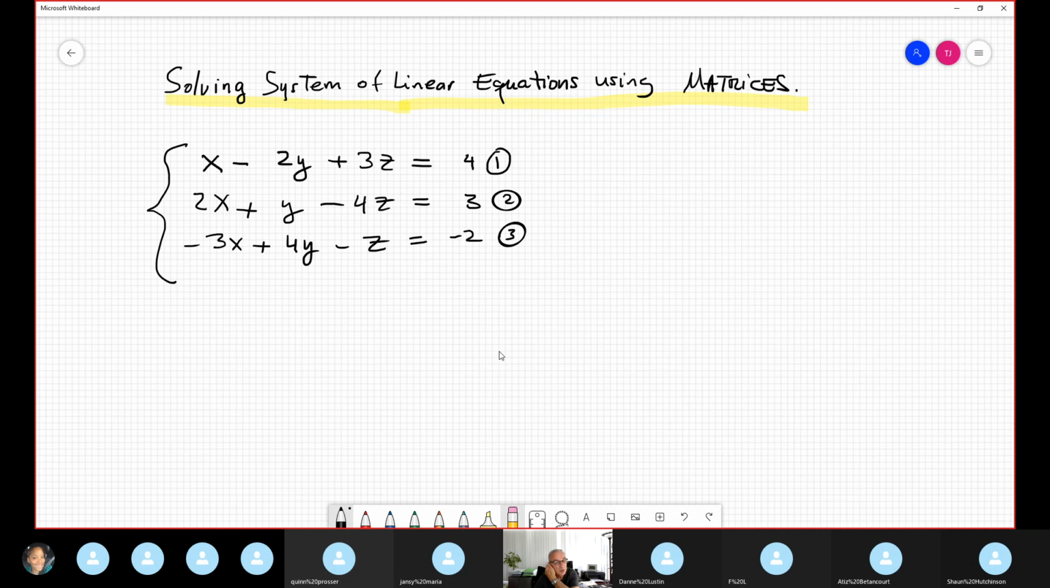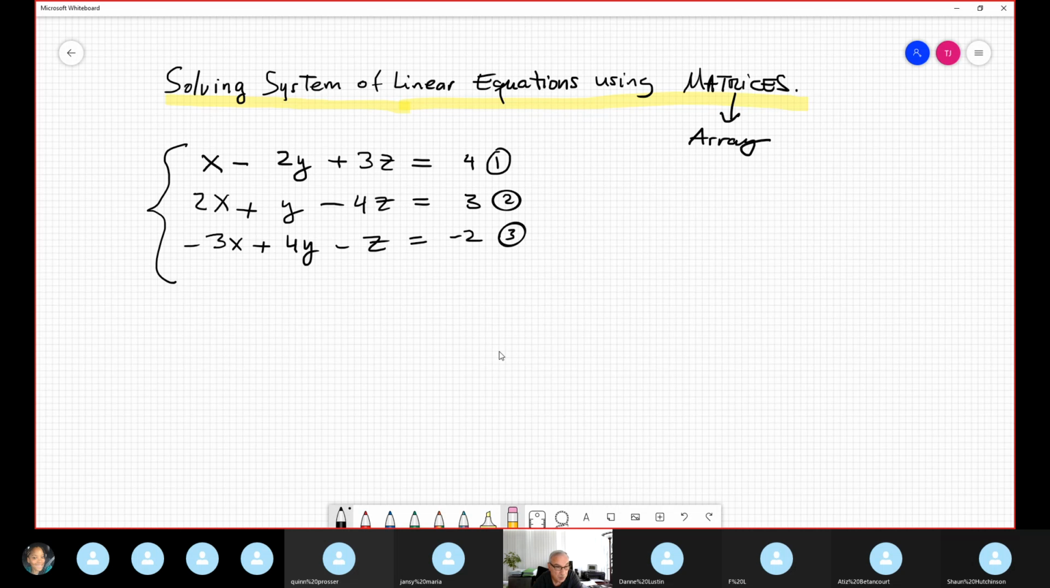What is the goal? The goal is to translate to the matrix language. The matrix language, what is the matrix? A matrix is a rectangular array of numbers. So you copy exactly the same, but without the variables. There are different ways to express that. I want to play both ways.